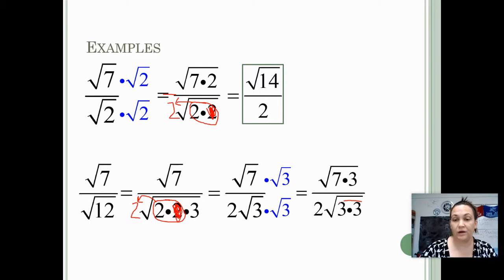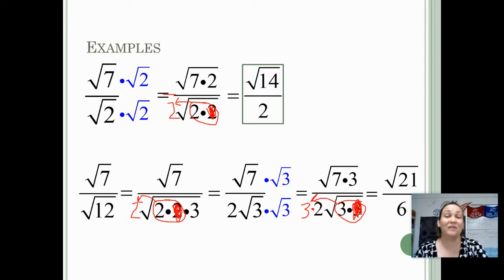So this pair of 3's, one of them comes out here, and it will multiply with the 2 that was already out there. This one is gone. On top, 7 times 3 is 21. And so my final answer for this problem is the square root of 21 divided by 6, regular number 6.